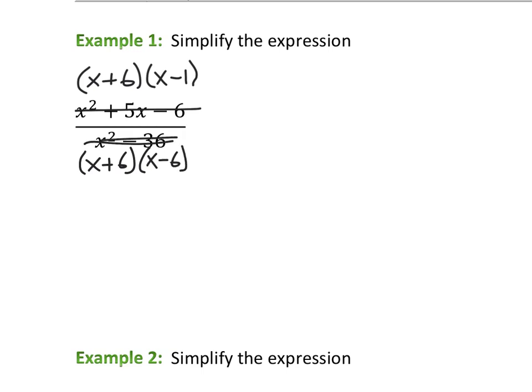Now what's in the top and also in the bottom cancels out. So there's an x plus 6 on top and bottom. Whatever's left is our answer, x minus 1 over x minus 6. And that's it.